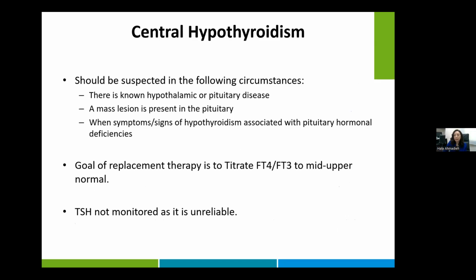How should we suspect central hypothyroidism? We should suspect it in anyone who has a hypothalamic or a pituitary disease or a mass lesion in the pituitary. And the goal here is, of course, to give them again the thyroid hormone replacement. However, we don't follow the TSH as a way of monitoring these individuals for being appropriately treated. Rather, we aim for a free T4 and free T3 in the mid-upper normal range. This is our target for these individuals.